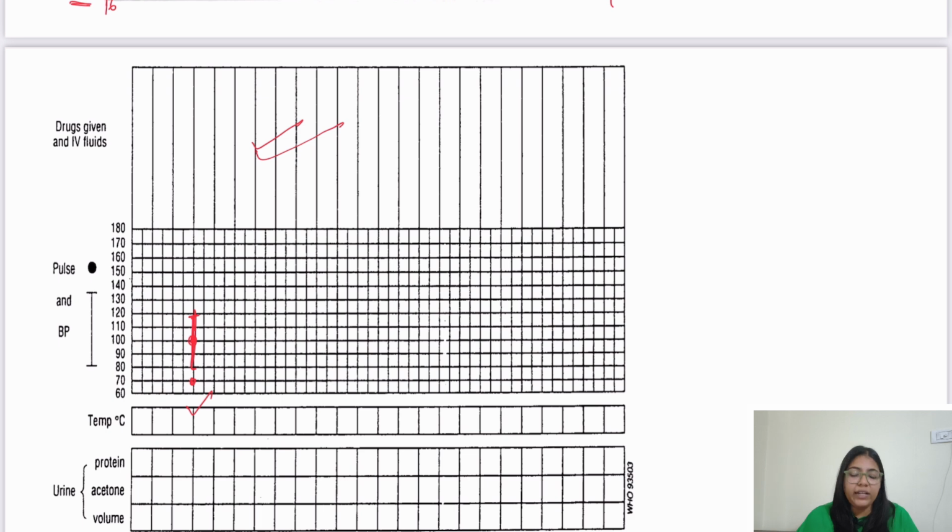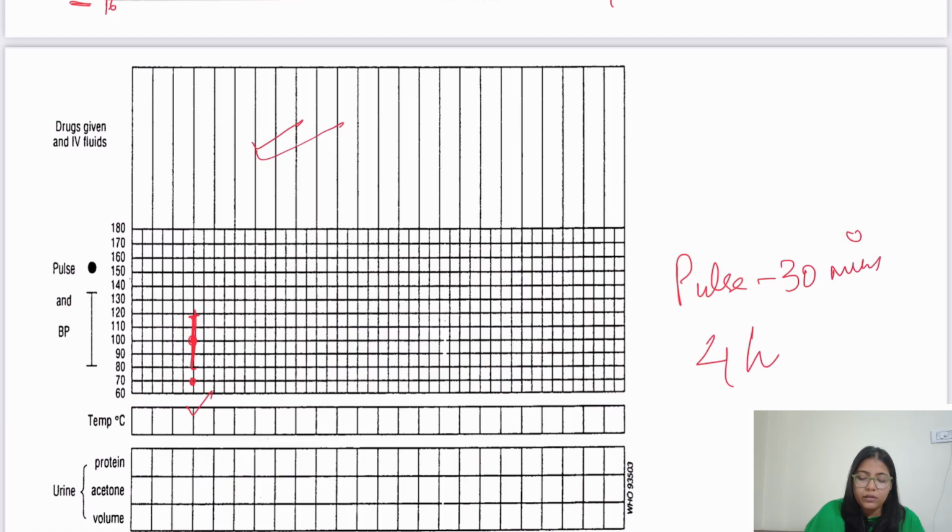So pulse you need to take at least every 30 minutes, and others 4 hourly. But suppose a patient has preeclampsia, you cannot leave BP for 4 hourly monitoring. You then need to monitor it more frequently. This is why I told earlier that you need additional monitoring in high risk patients, not only the partograph. Okay.